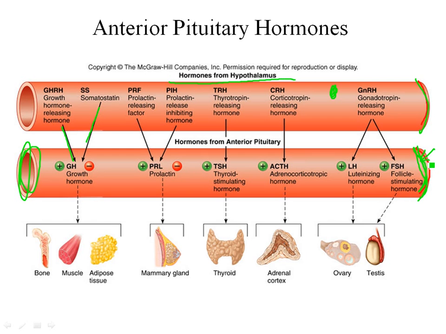So you can see once again, you've got your positives and your negatives. Growth hormone releasing hormone from the hypothalamus targets the anterior pituitary and tells it to release growth hormone. Somatostatin inhibits the release of growth hormone. Then growth hormone targets bone, muscle, and adipose tissue and causes growth by mitosis.